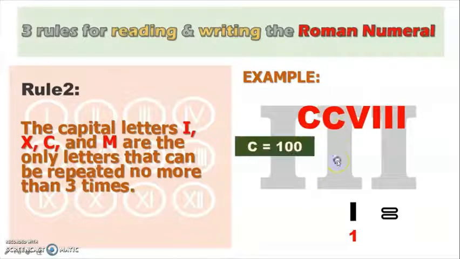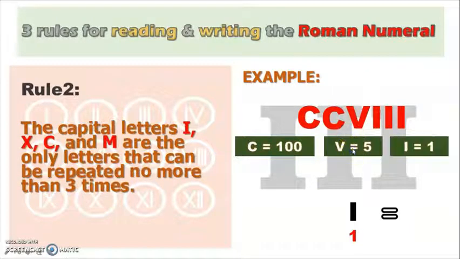So C is just simply combined. C is 100, V is 5, and I is 1. Just simply combine and look at this form. Try to look at whether the first letter is bigger or larger. C and C, they are equivalent, so just simply add this. C is larger than V, right? So just simply add this. V is larger than I, right? So just simply add everything.